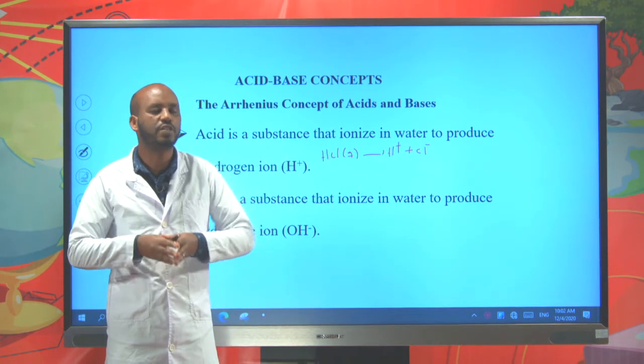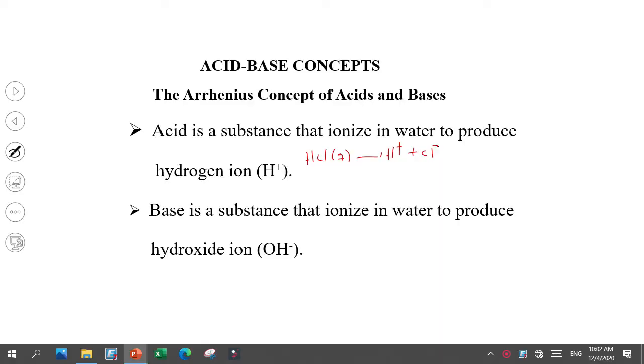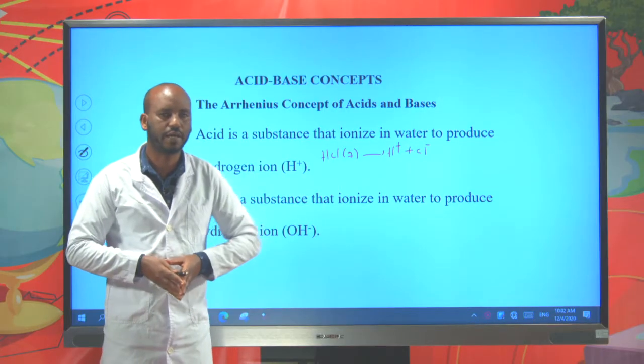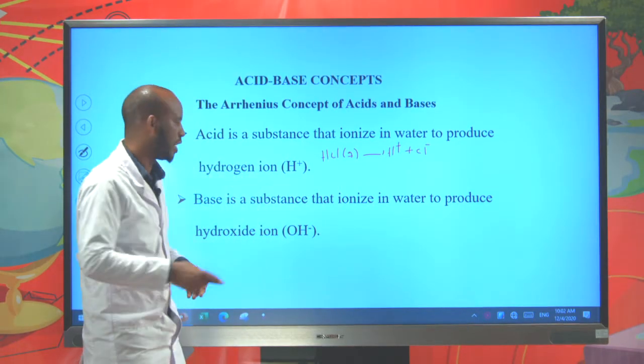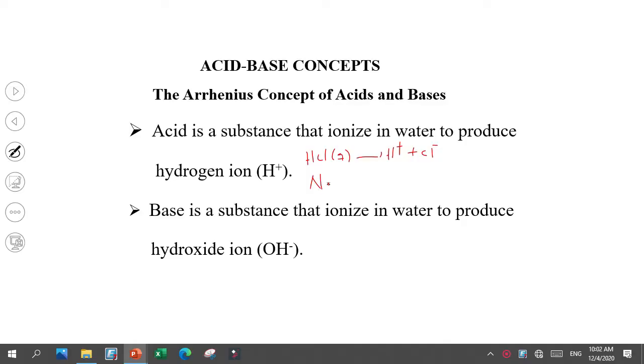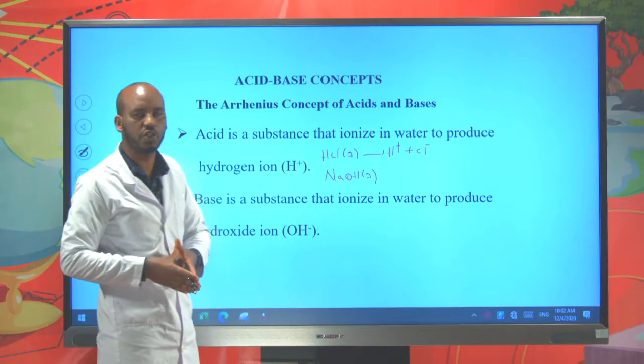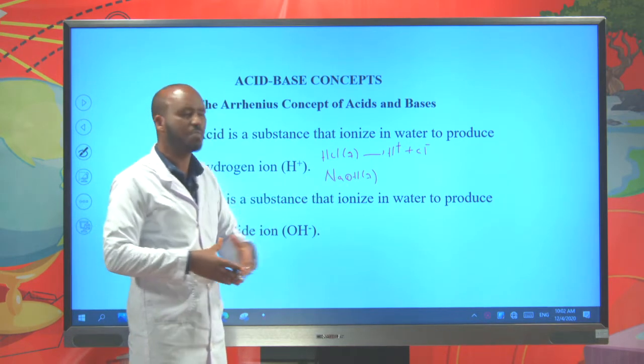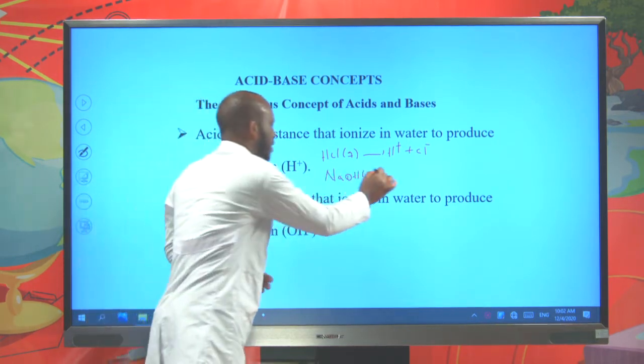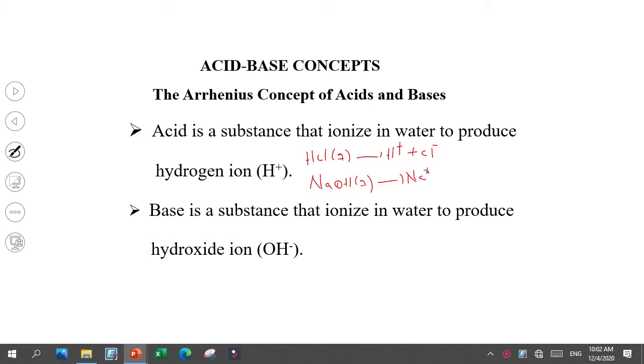An Arrhenius base is a substance that can produce hydroxide ion in aqueous solution. You can take sodium hydroxide as an example. Sodium hydroxide in aqueous solution increases the concentration of hydroxide ion, producing Na plus and OH minus in aqueous solution. Therefore, sodium hydroxide is an Arrhenius base.